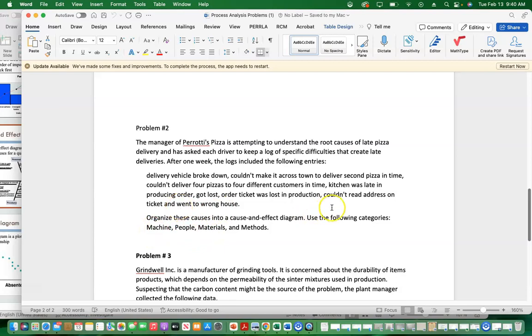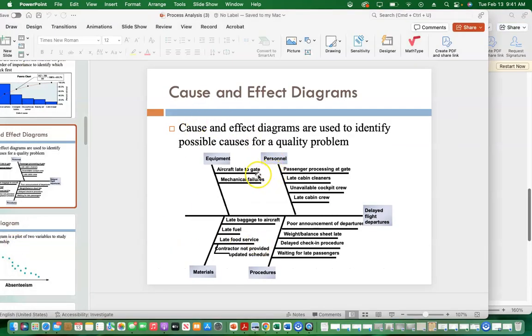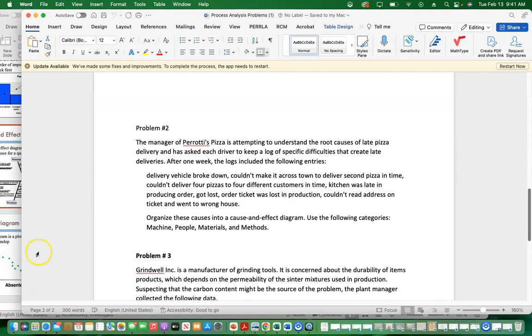Let's say couldn't read address on ticket. Is that machine, methods, materials, or people? Went to wrong house? Is that people? Is that materials? Is it methods or machine? Kitchen was late in producing order, and so forth. So I'm going to take this as your assignment, and I will ask you to create the cause and effect diagram for the delivery problem, and let's see how that comes.